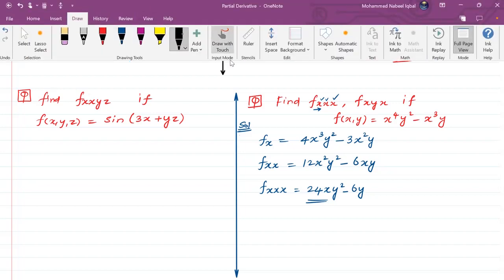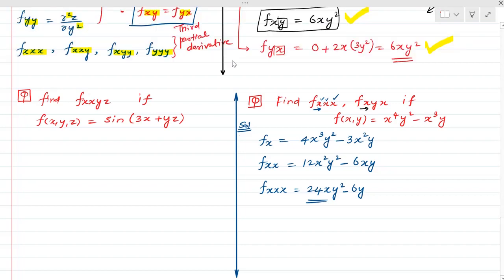Similarly, I will do the next one. I have to calculate f_xyx. So this is the function, and f_x is already there, so I copy the same thing. f_x is 4x^3 y^2 minus 3x^2 y. This is done. Now I have to go with y: differentiate this one with respect to y.